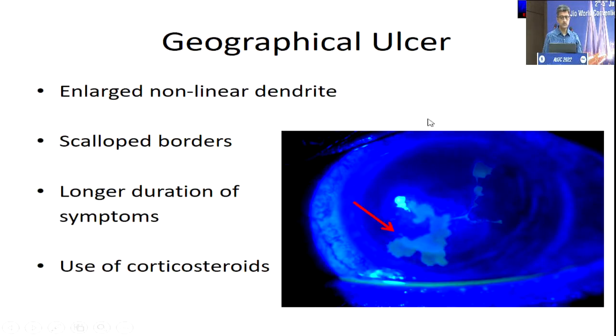So the next presentation can be a geographical ulcer. If a dendrite is left untreated for a long time, or if it is treated wrongly with steroid, then it can lead to a geographical ulcer. Basically, these are enlarged non-linear dendrites. If you see, this area has become much more thickened than a typical dendrite, and these are still dendritiform. Important to note are these scalloped edges which would be there.